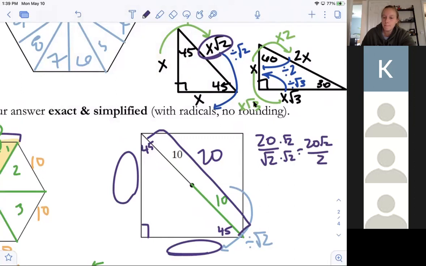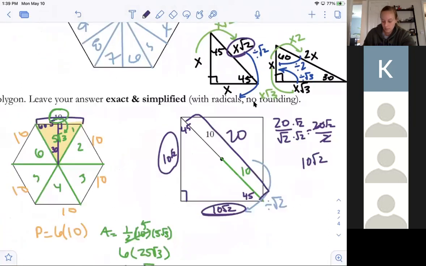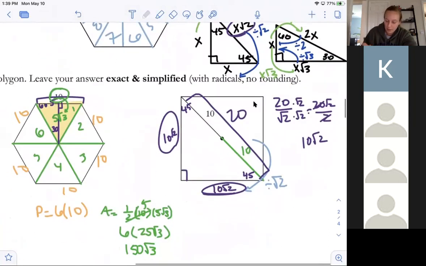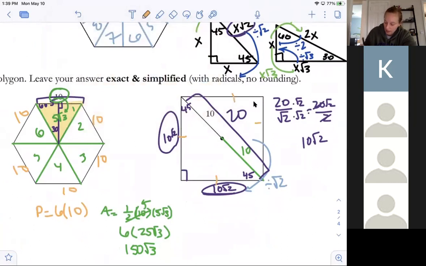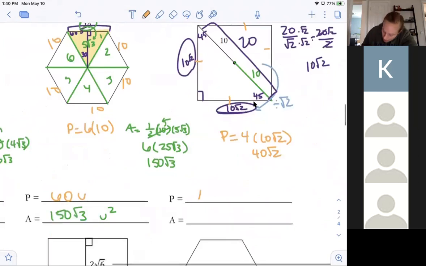20 and 2 cancel out to be 10, so I get 10 root 2 as my sides. 10 root 2, 10 root 2. Cool. That makes my perimeter super easy because I know that all my sides are the same length. So my perimeter is going to be 4 times 10 root 2. That becomes 40 root 2 units.